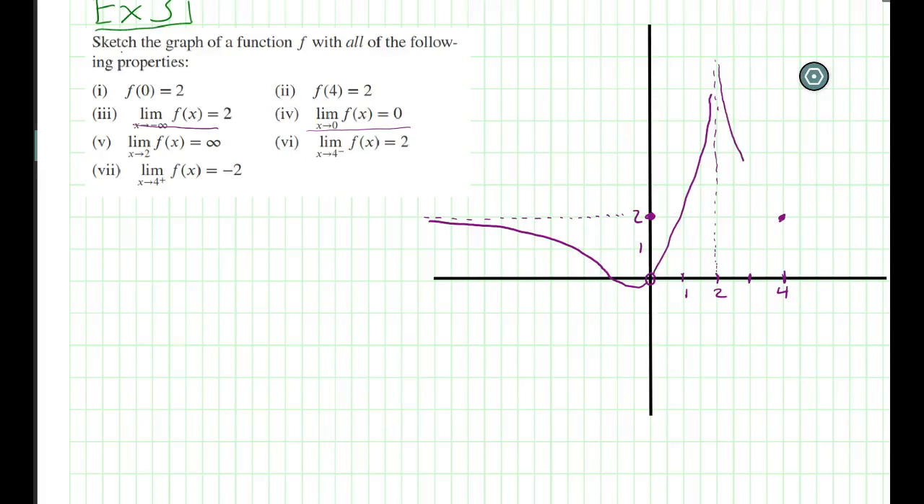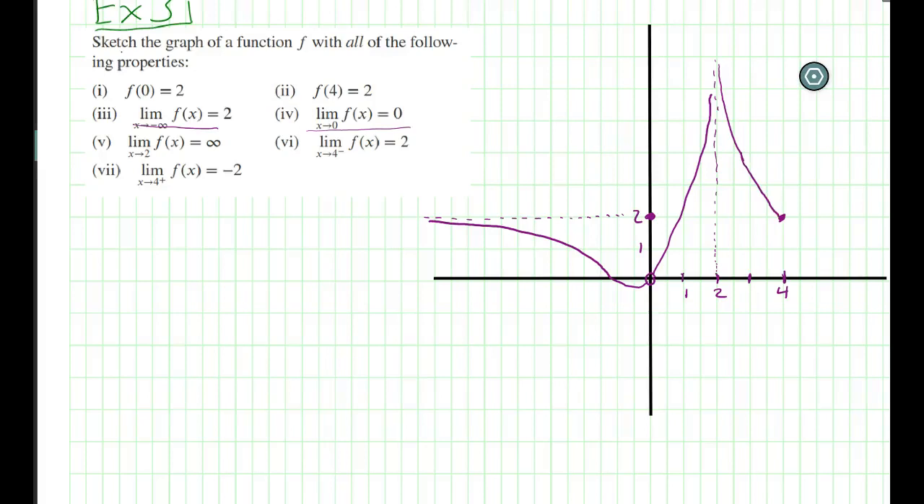And what else do we know? We know some information about the limit as x approaches 4. So the limit as x approaches 4 from the left means it is also approaching 2. So that means when you plug in like 3.9 or 3.99, the y coordinates should be getting closer to 2. So that means on the left here, it needs to connect up to that point.